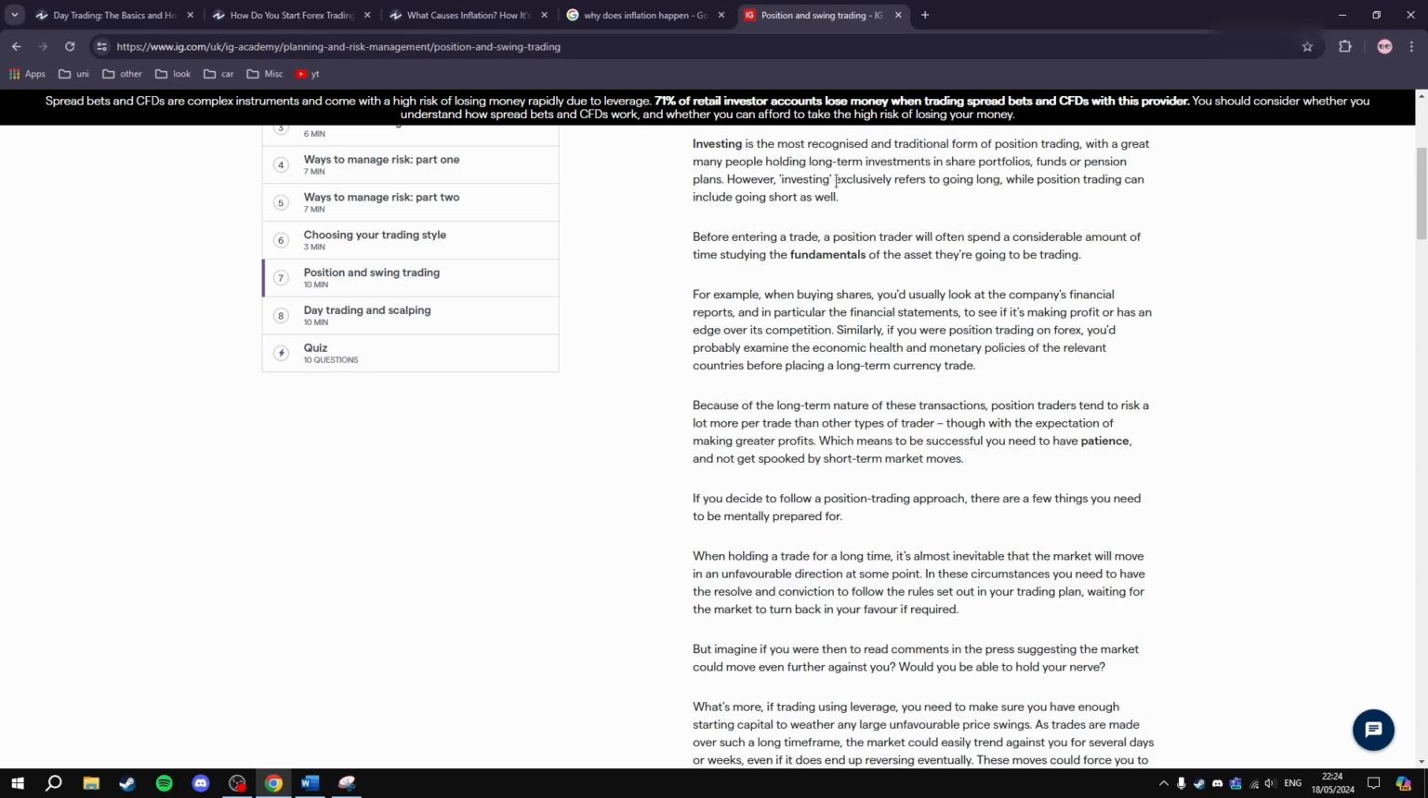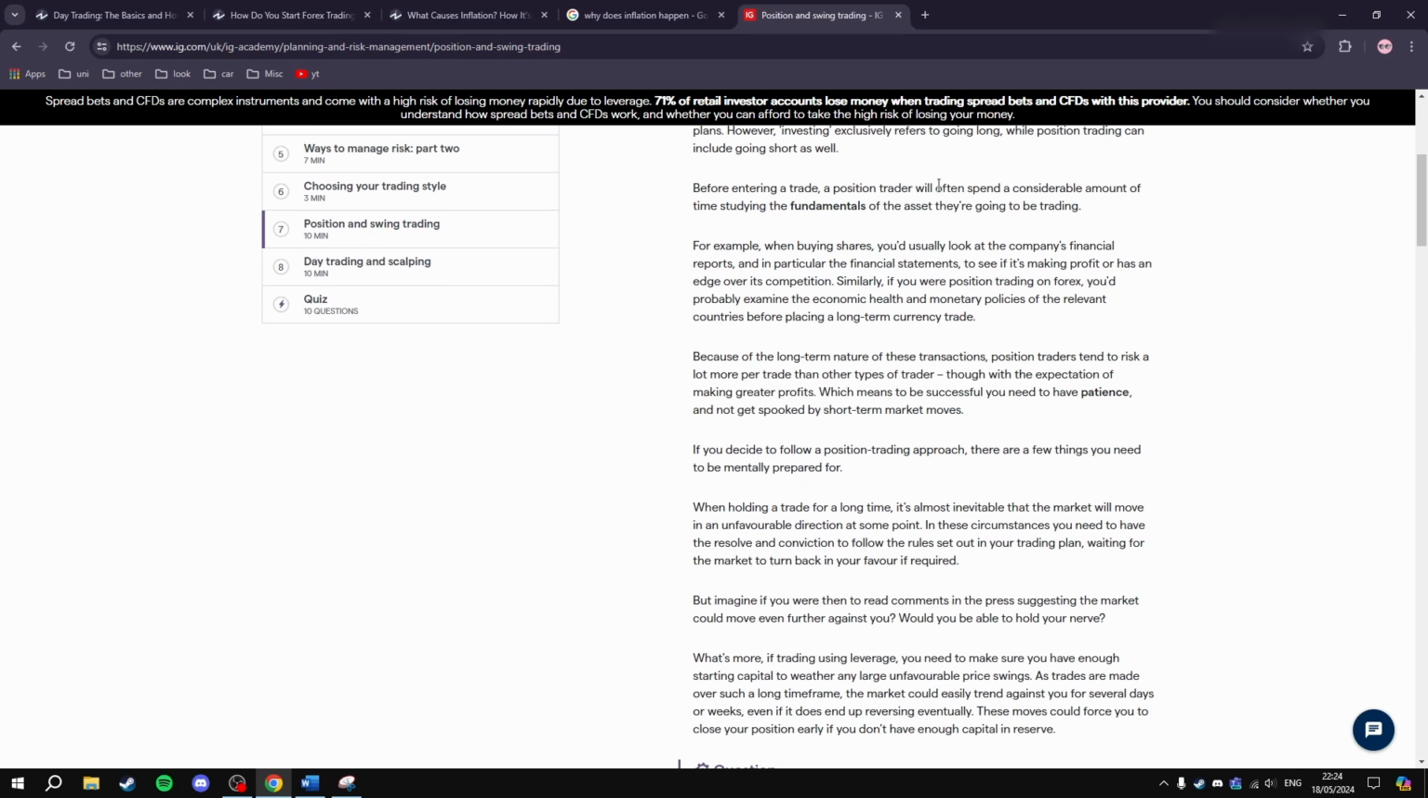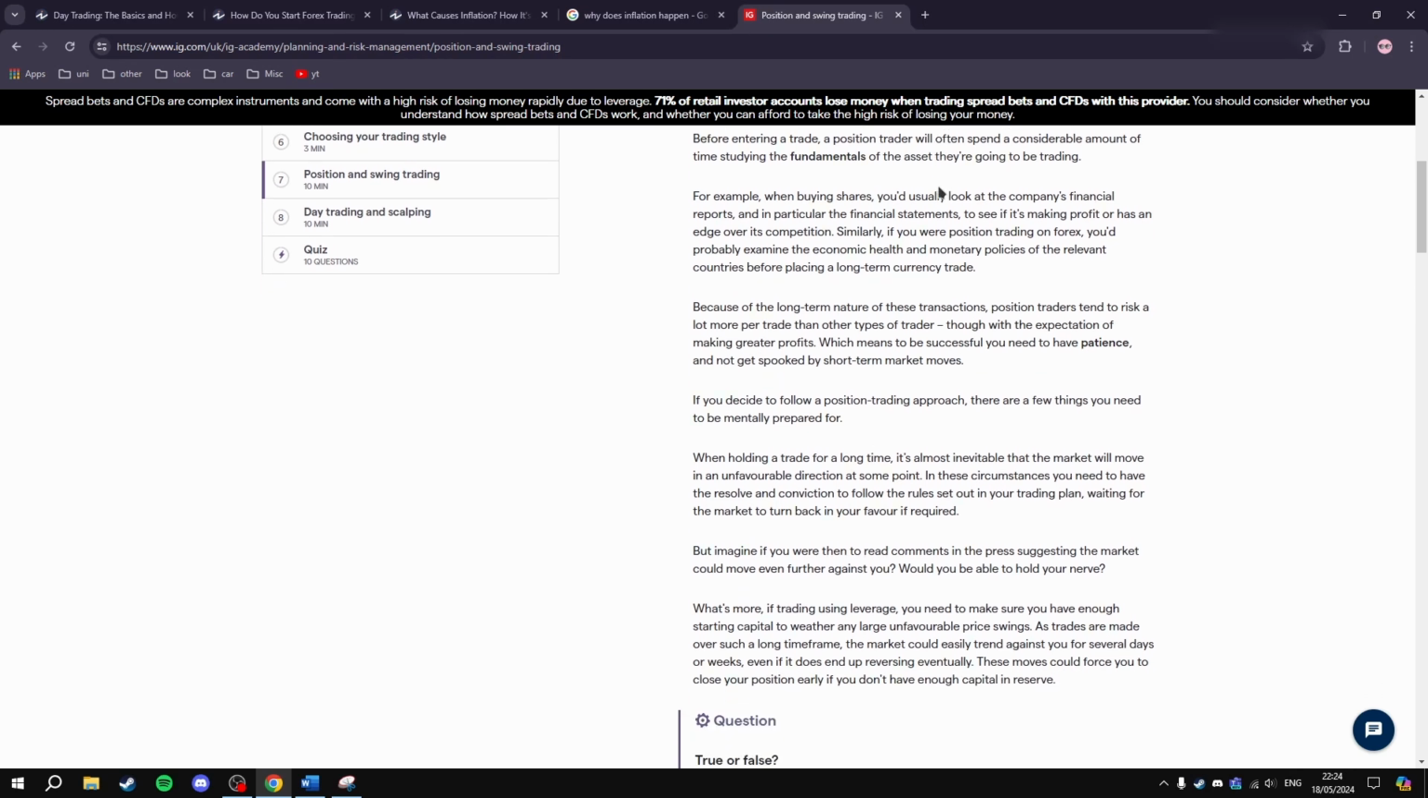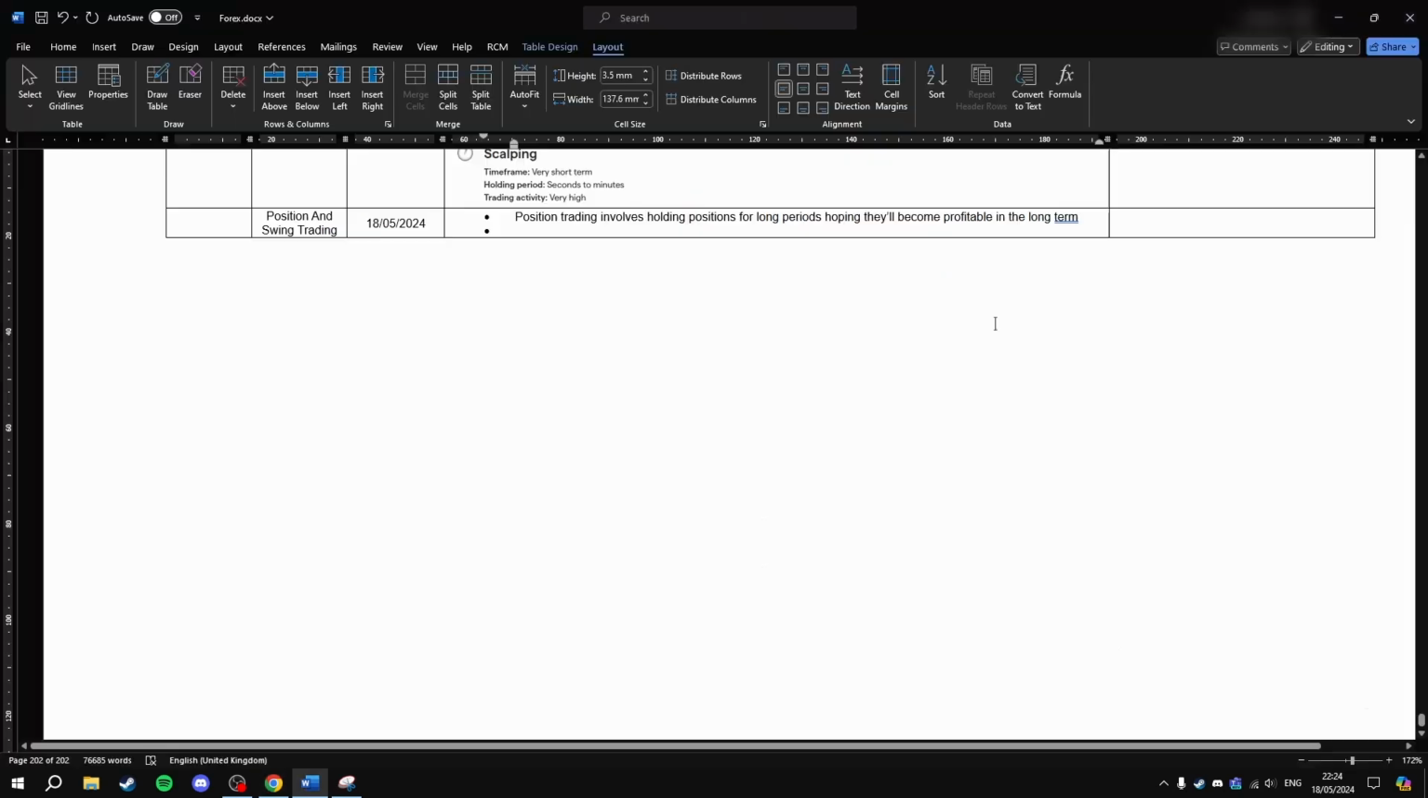However, investing exclusively refers to going long, while position trading can include going short as well. Before entering a trade, a position trader will often spend a considerable amount of time studying the fundamentals of the asset they're going to be trading.